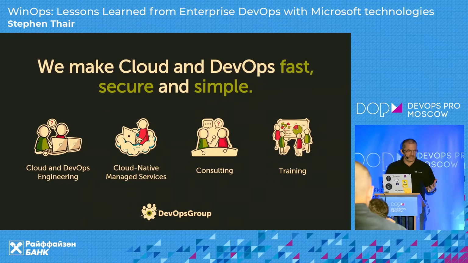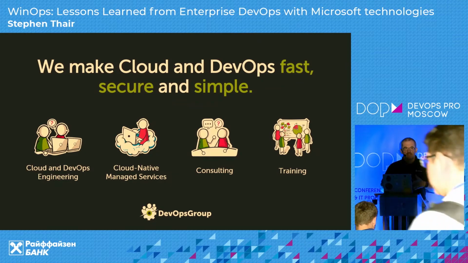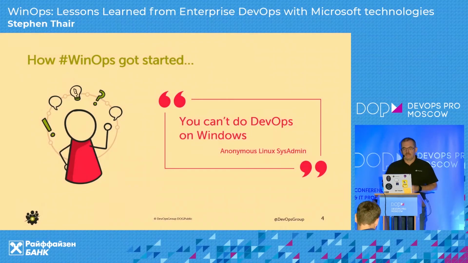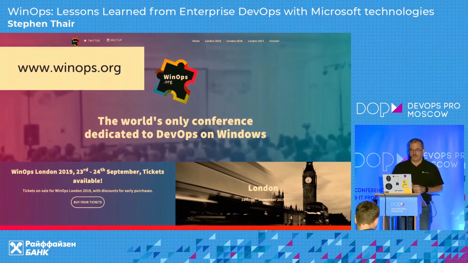So this presentation is based on a community, a conference and a meetup that we started in the UK about 5 years ago. And we started the WinOps community 5 years ago because an anonymous Linux administrator told me that you can't do DevOps on Windows. So we founded this community, winops.org, in order to try and prove him wrong, basically.